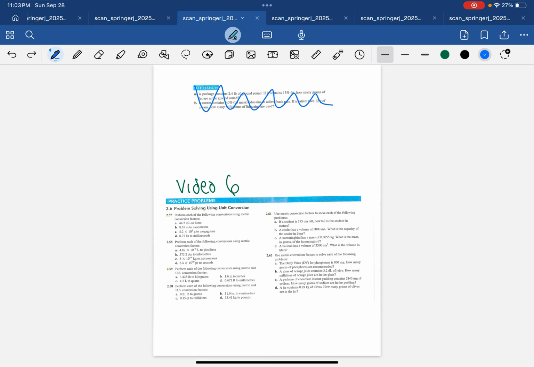We're not going to do, and this is just the next page that we haven't done yet, 2.6. We're not going to do those two questions at the top of the page because they are just weird and we don't want to do those. So we'll be working on these on the bottom of the page today.